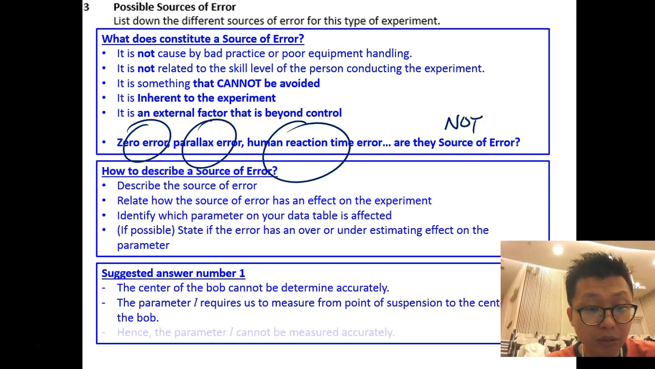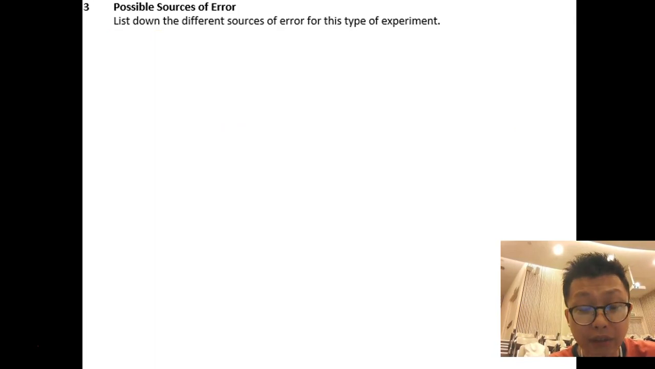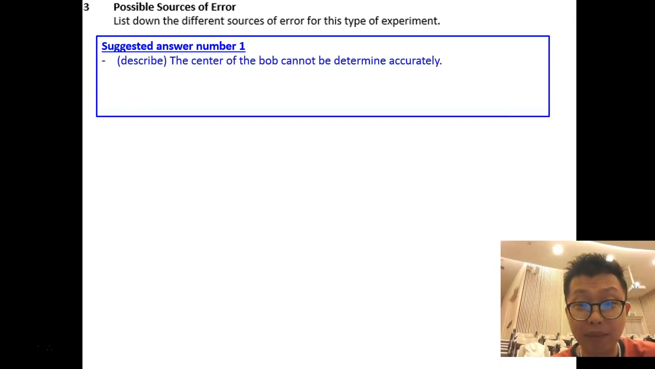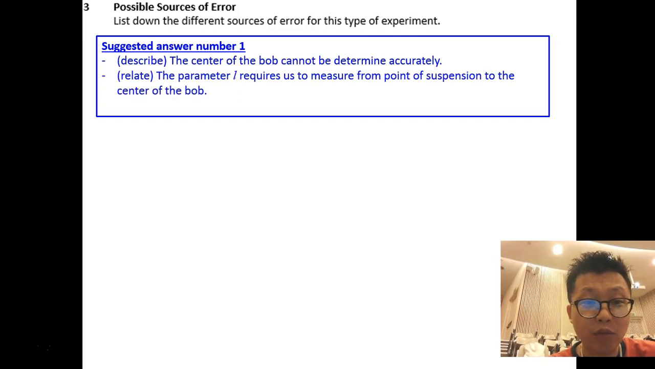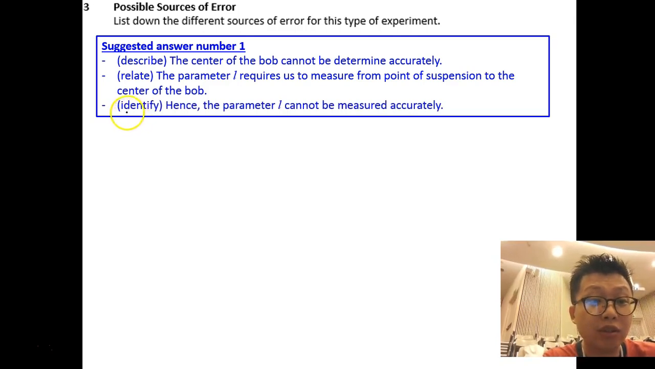Okay, and how do you write a source of error? Source of error, there's a specific way for you to write. And there are 3 components. First, you describe what happened, what is the error. Then you relate, why is this an error to my experiment? And finally, and most importantly, you need to identify the parameter here. Which one is affecting the experiment?